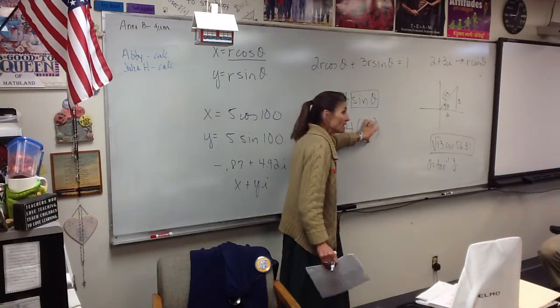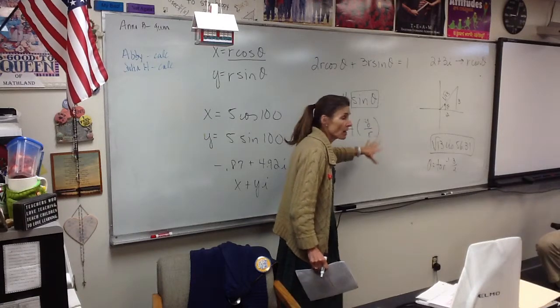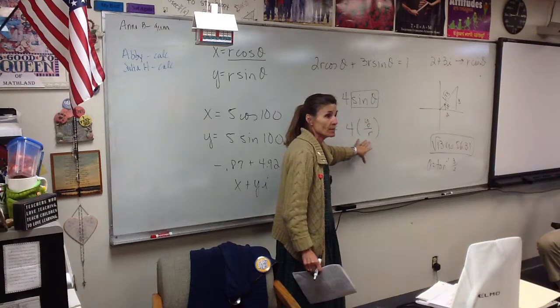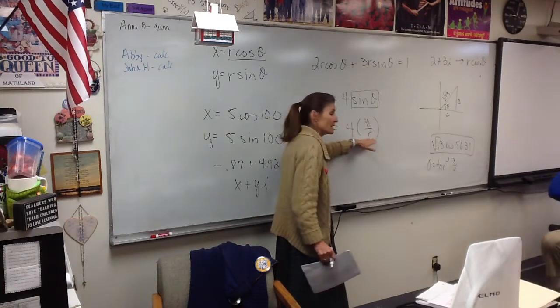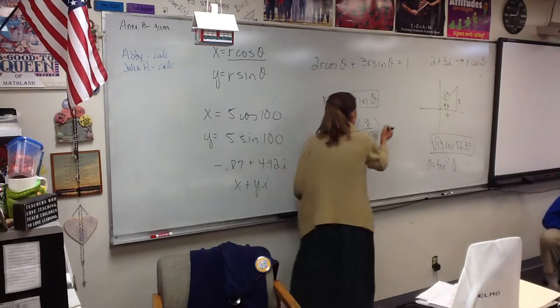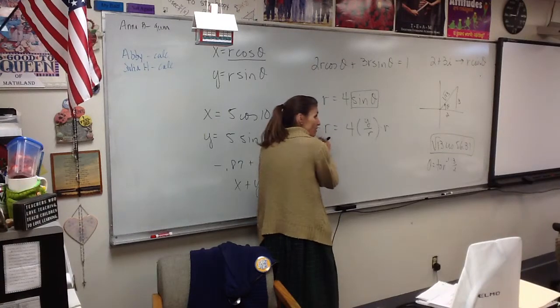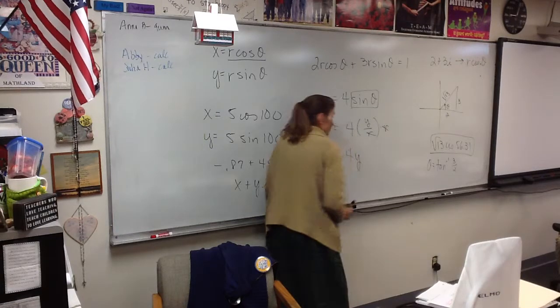Now, when you replace it, you're always going to have a fraction: y over x, y over r, x over r. Get rid of the fraction. So how will we get rid of the fraction? What will we multiply by? R. So that's going to give me an r squared over here and a 4y over here.